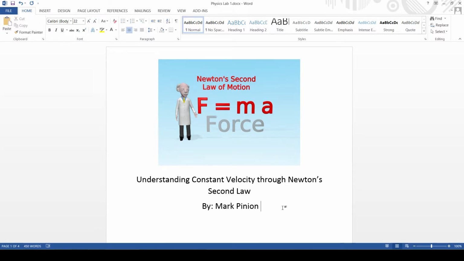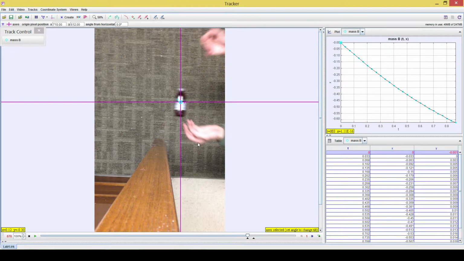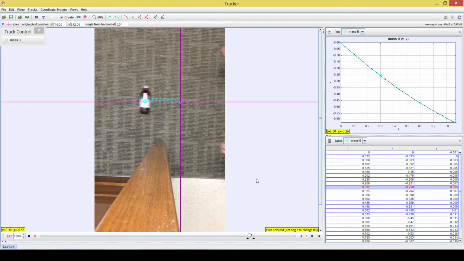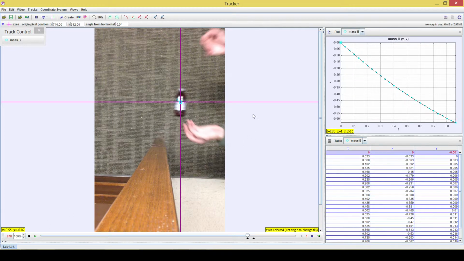Hello everyone, I'm Mark Pinion, and today I will be exploring the concept of constant velocity motion and how Newton's second law can help us understand it better. First off, here's my tracker video. As you can see, I roll a bottle of vitamin water from right to left.